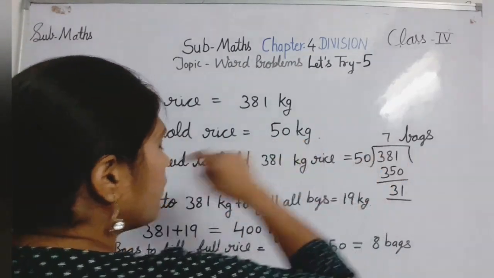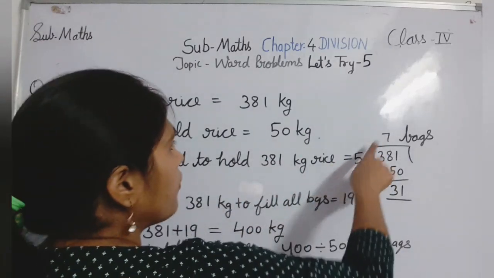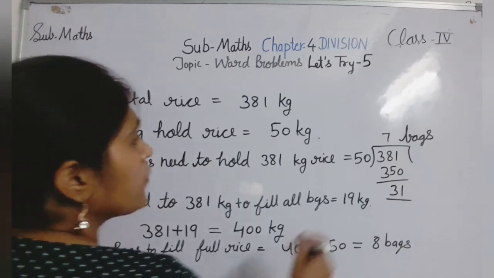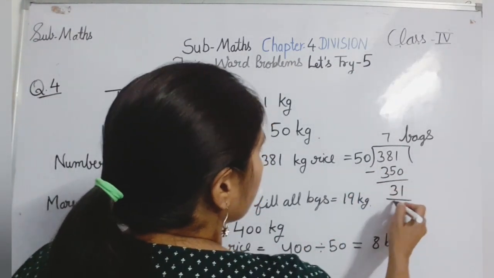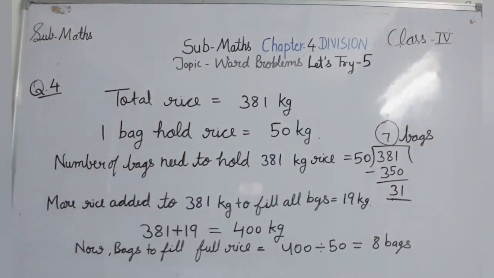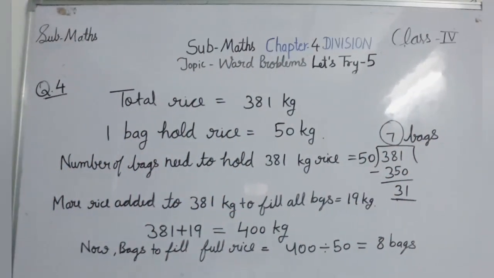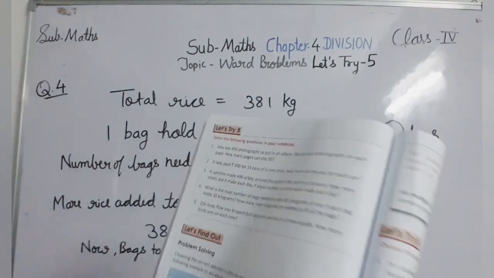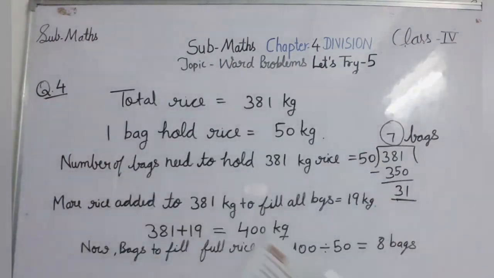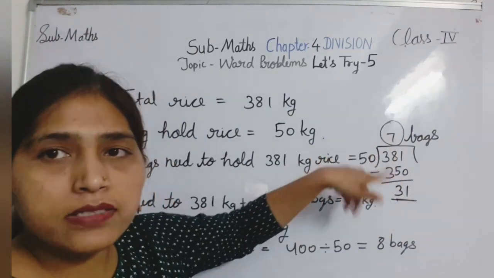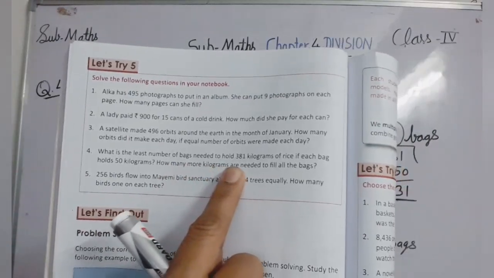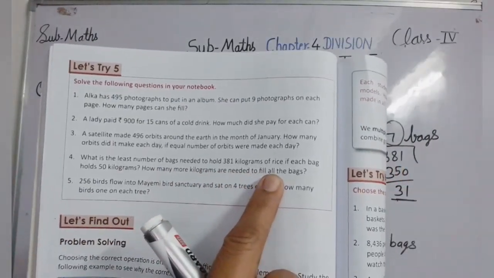When you divide, 7 will come here, 7 fifties are 350. Yes, and when you do subtraction, we are left with 31 here. So what is our answer? 7 bags. That is the first answer, but they have asked two questions here. See, the first is what is the least number of bags needed to hold this? So what is the least number? 7 bags we need.